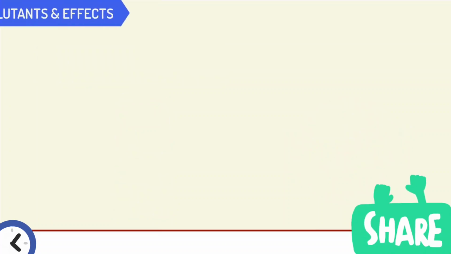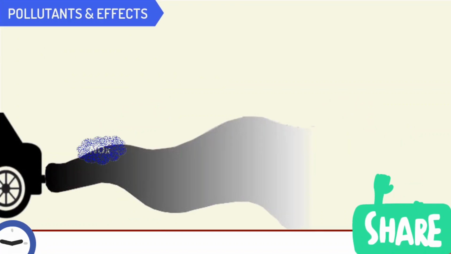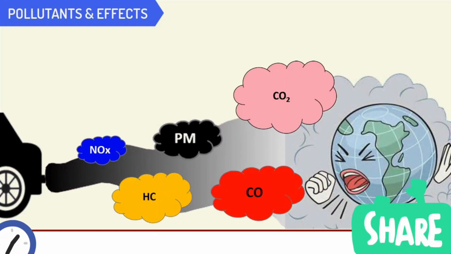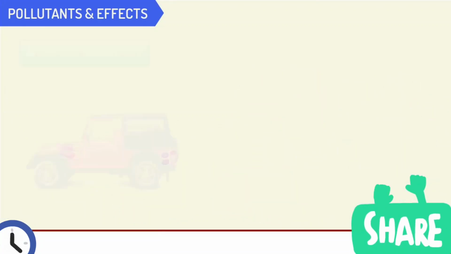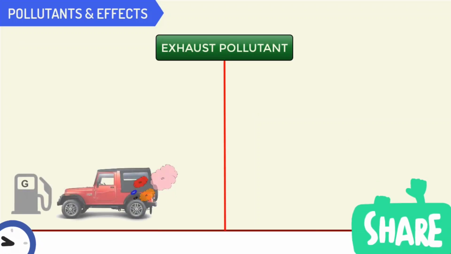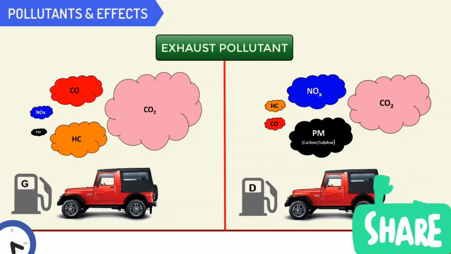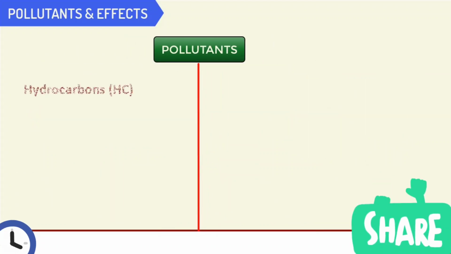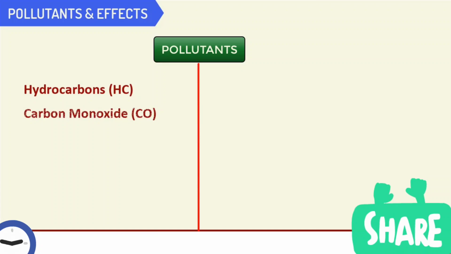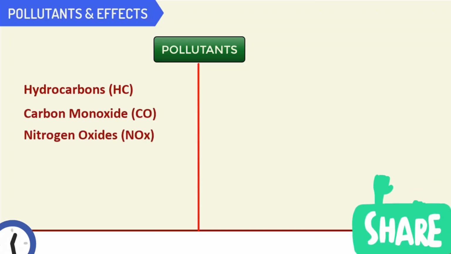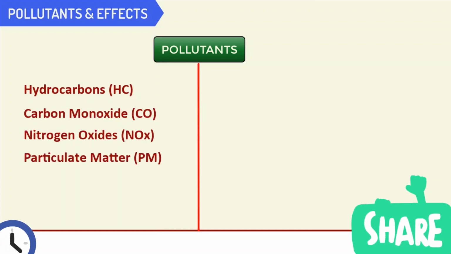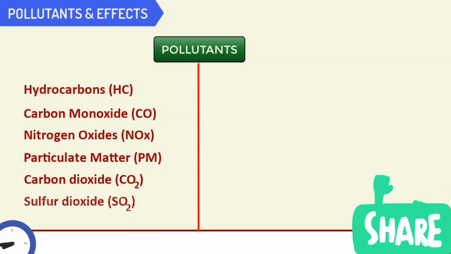Pollutants and effects. Any substance that makes the environment dirty is a pollutant. There are engine pollutant and tailpipe pollutant. In petrol, that is gasoline, and diesel vehicles, the pollutant amount may be different. The major car pollutants are hydrocarbons, that is HC, carbon monoxide, that is CO, nitrogen oxide, that is NOx, particulate matter, that is PM, carbon dioxide, that is CO2, and sulfur dioxide, that is SO2.